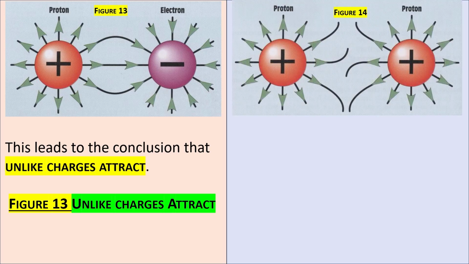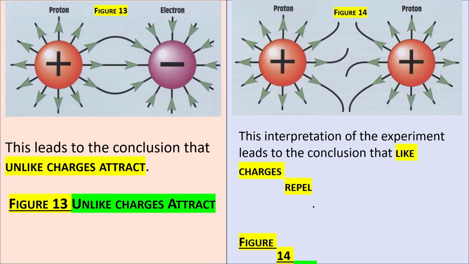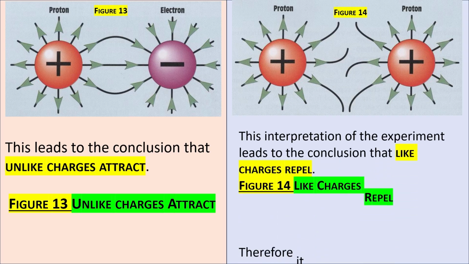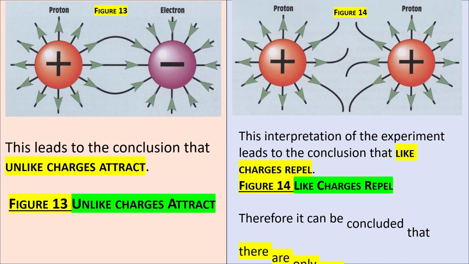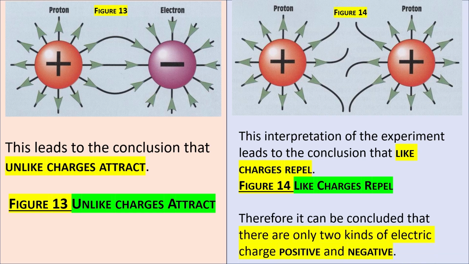Figure 14, you can see that like charges repel. The two positives are moving away from each other. This interpretation of the experiment leads to the conclusion that like charges repel. Figure 14, like charges repel. Therefore, it can be concluded that there are only two kinds of electric charge, positive and negative.